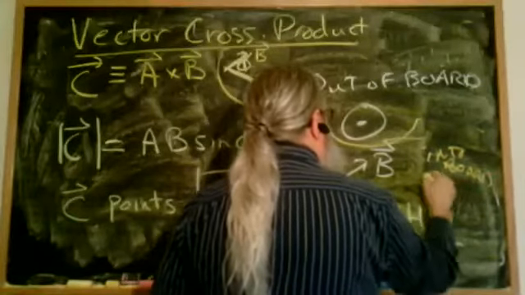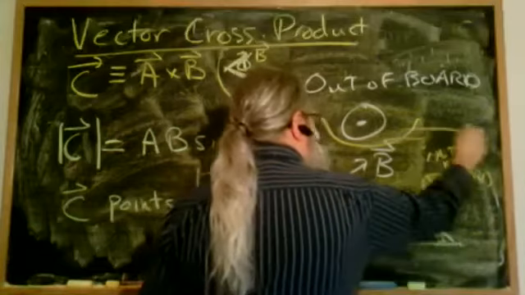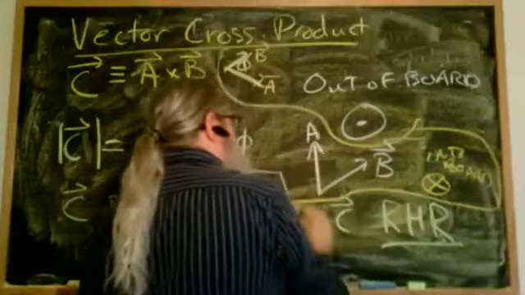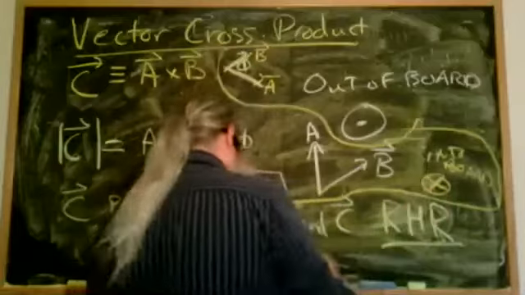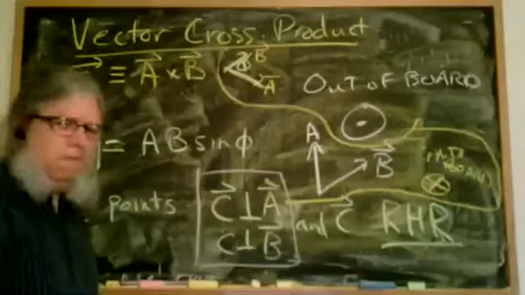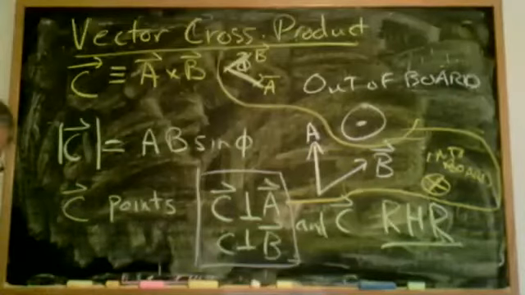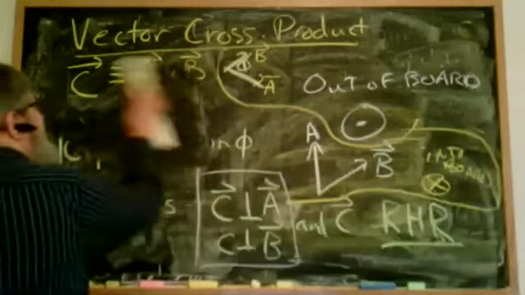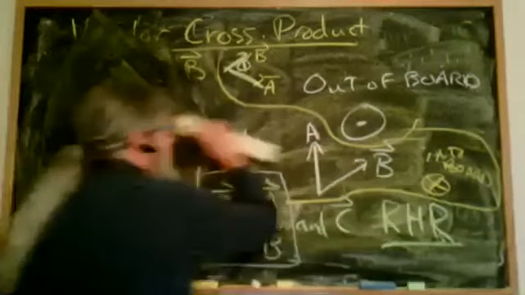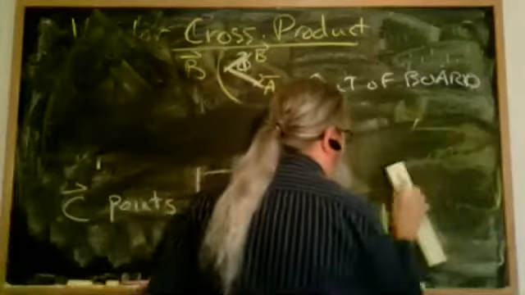which we often draw as a circle with an X in it. Imagine the tail feathers of the arrow shooting away from you. Okay. So why do we want to know all of this besides good mathematical culture? Well, the answer is because this gives us a proper vector definition of torque.